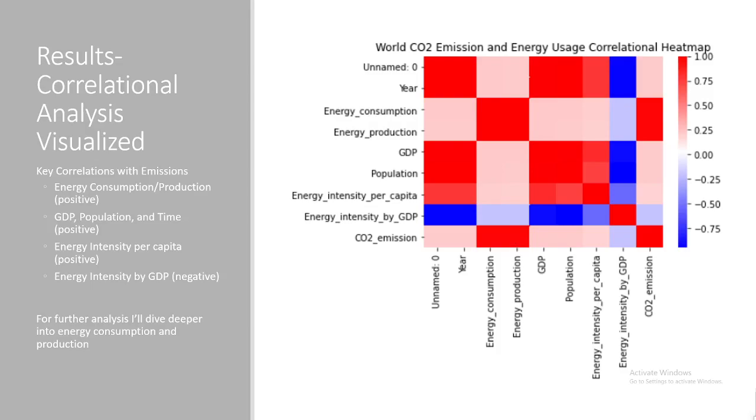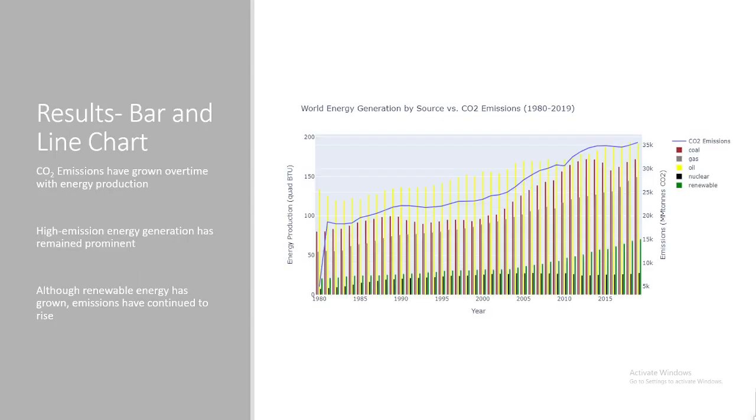For further analysis, I'll be taking a deeper dive into energy consumption and production, as those two variables have the strongest correlation. This leads to our second figure, which shows world generation by source versus our CO2 emissions. So the first aspect of this figure is the energy production, represented by the side-by-side bars, which show energy production over time and broken down by source. Then to our right, on this y-axis, we have the carbon dioxide emissions over time, measured in the following units.